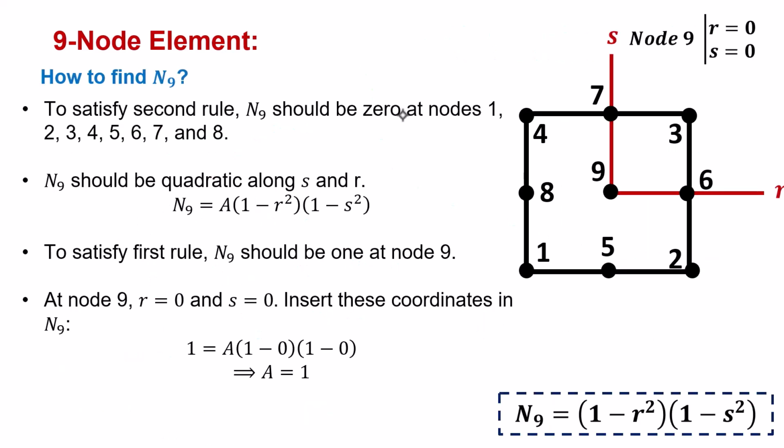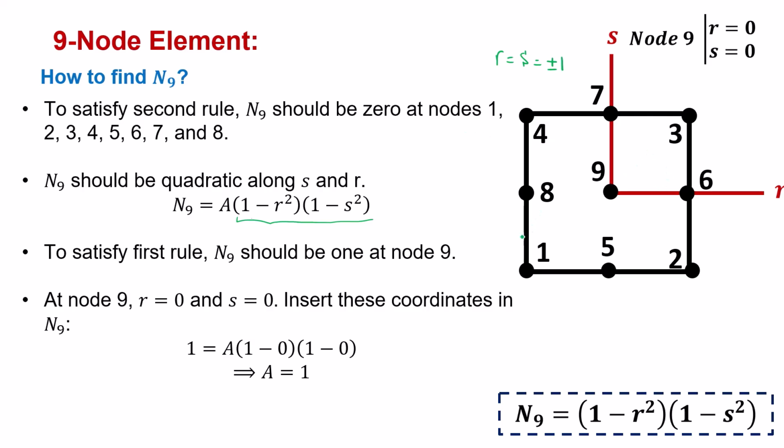Now let's find the shape functions for node 9, the center node. According to the rules, N9 must be 0 at all the other nodes, that is nodes 1 through 8. So the function has to vanish at the boundaries of the element. That means N9 must include quadratic terms in both directions, something like this: (1 minus r squared) times (1 minus s squared). This automatically ensures that the value is 0 wherever r and s are equal to plus and minus 1, which corresponds to the edges of the element.